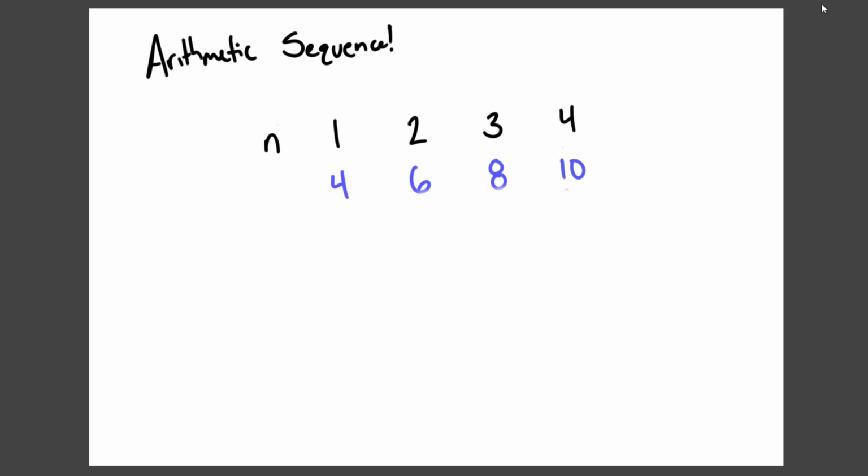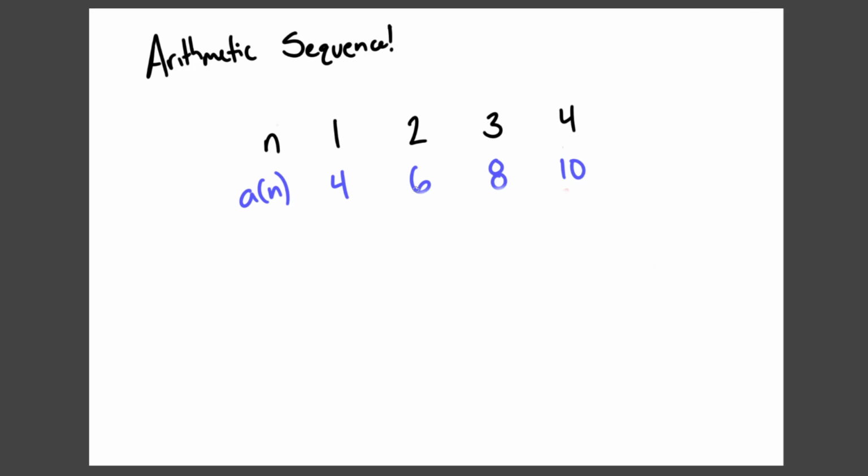And this we are going to label as A of N. So in other words, this works very much like a function where if I have A of, let's say, 2, so if I'm replacing my N with 2, my answer would be a 6. And A of 4 is equal to 10. Cool?